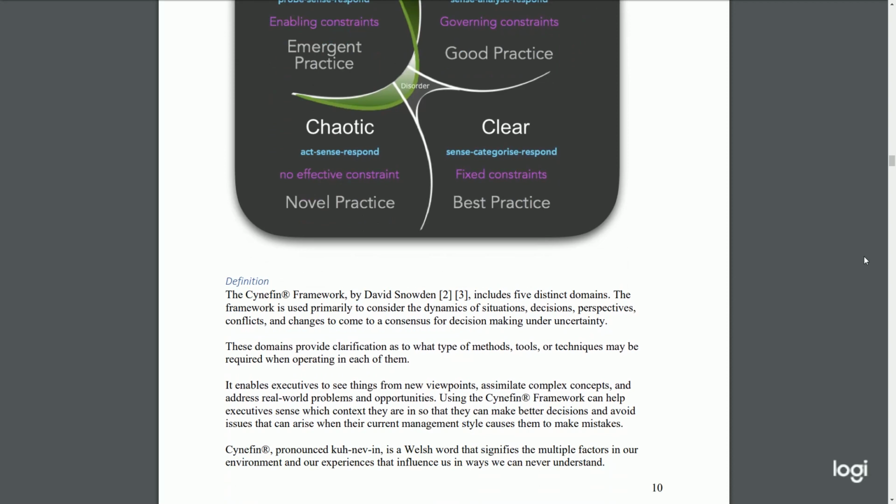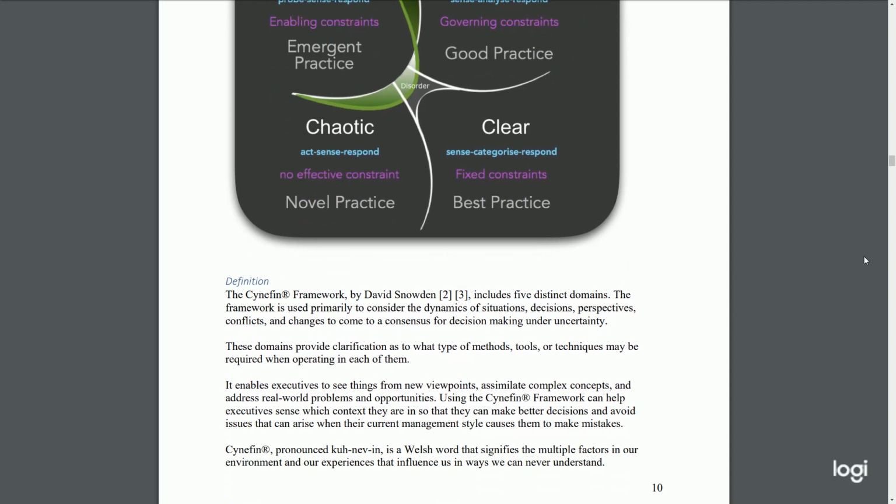The framework is used primarily to consider the dynamics of situations, decisions, perspectives, conflicts, and changes to come to a consensus for decision-making under uncertainty. These domains provide clarification as to what types of methods, tools, techniques may be required when operating in each of them. It enables executives to see things from a new viewpoint, assimilate complex concepts, and address real-world problems and opportunities.